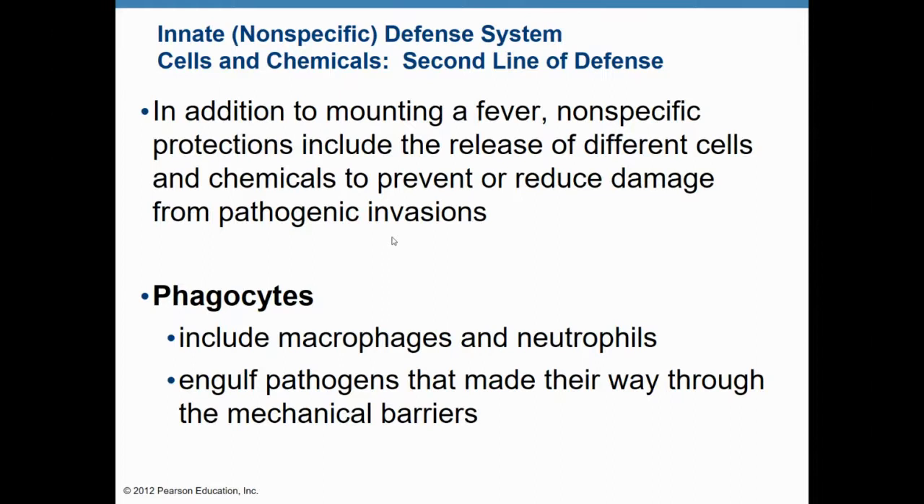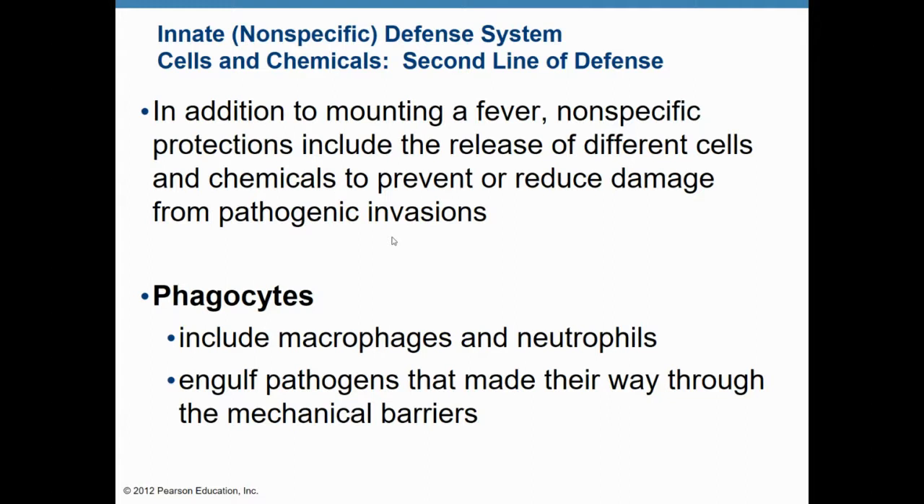Then we have our second line of defense. The first line of defense is intact skin and mucous membranes and their secretions. Now, if something gets past that first fence, if somebody climbs over the first fence, they still have to get past the second fence before they can get in or out, right? Our second line of defense includes things like fever, and we also have some non-specific protections that help to prevent and reduce damage from pathogenic invasions. Like, they might still happen, but they're not going to be as damaging.